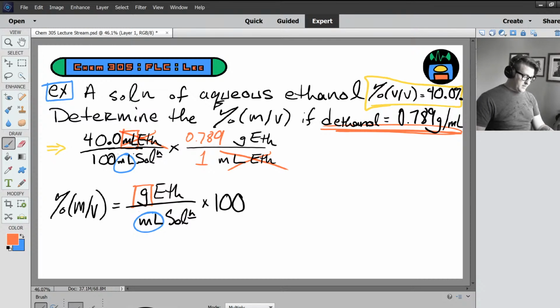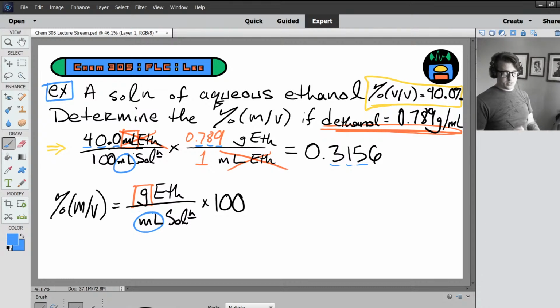So we have 40.0 times 0.789 divided by 100, and this equals 0.3156. First, sig figs wise, we can only keep 3, because our percent volume only had 3, and our density only has 3 sig figs.